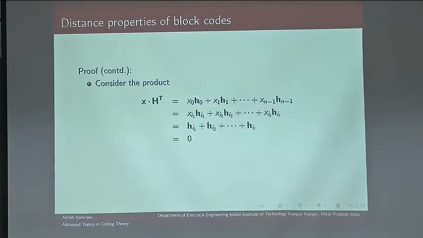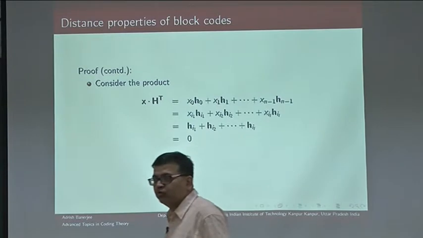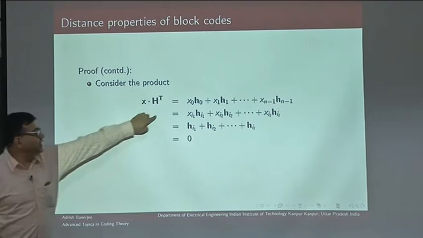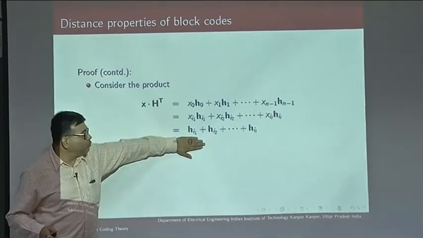Now we know that L components of X are non-zero, and those are X I1, X I2, X I3, X I L, and these are equal to 1. So what we get is H I1 plus H I2 plus H I3 plus H I L, they add up to 0. Now these are L columns adding up, so from here we get this, right? Now why is this 0?